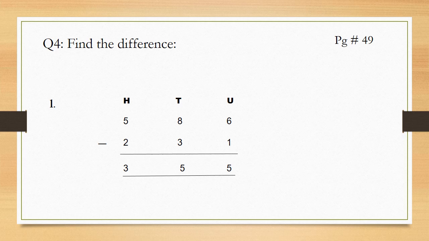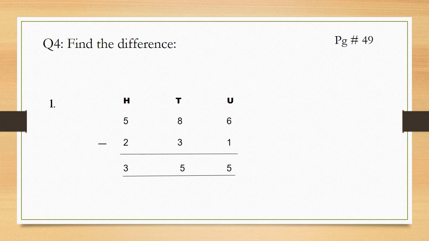Now we will move on to the tens place. In tens place, we have 8 tens and 3 tens. So here we have to remove or take away 3 tens from 8 tens. Students, when we remove 3 tens from 8 tens, the answer we get is 5 tens. So we will write down 5 in the tens place.